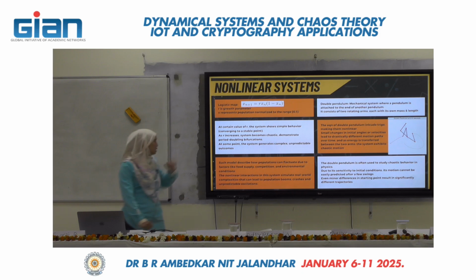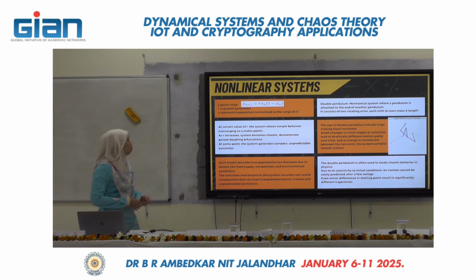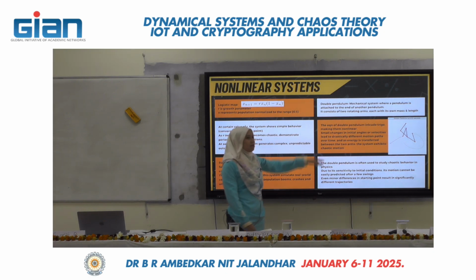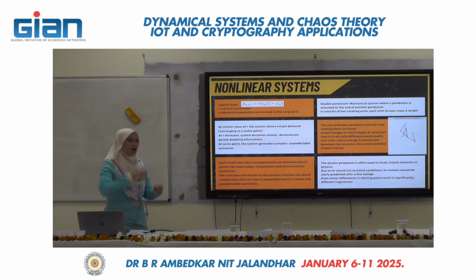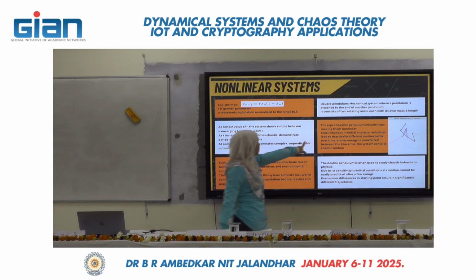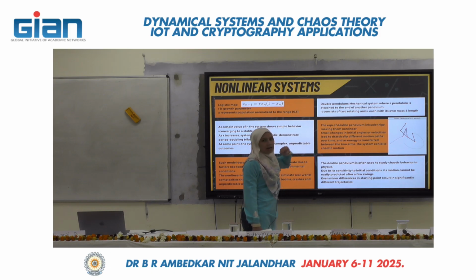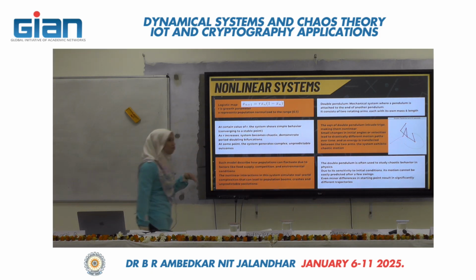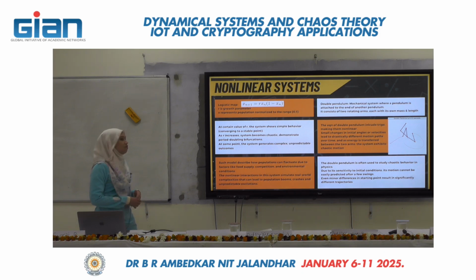As I mentioned, the double pendulum is a mechanical system. One pendulum is attached to the end of the other, and it consists of two rotating arms, each with its own mass and length. The double pendulum involves trigonometric terms, and these make the system nonlinear. A small change in angle or velocity will lead to drastically different motion paths over time as energy is transferred between the two arms. The system has a chaotic motion.